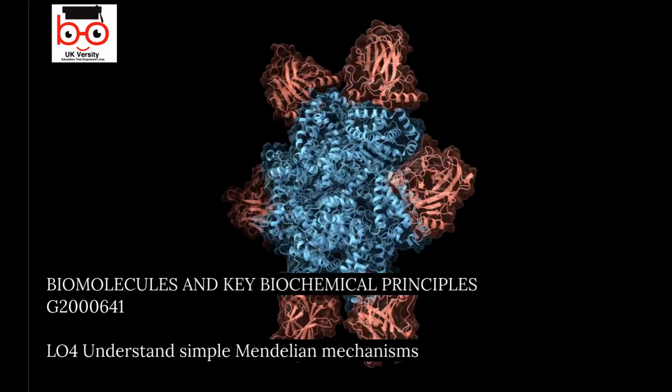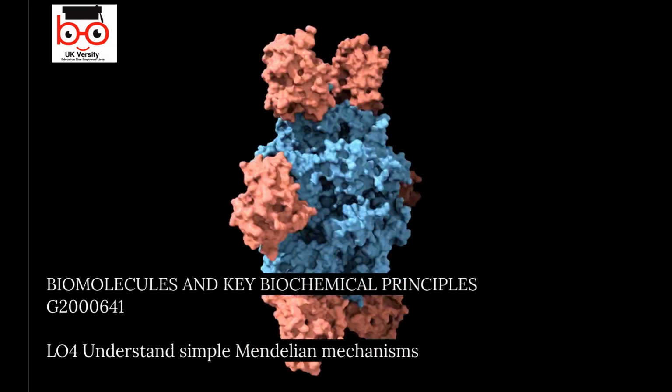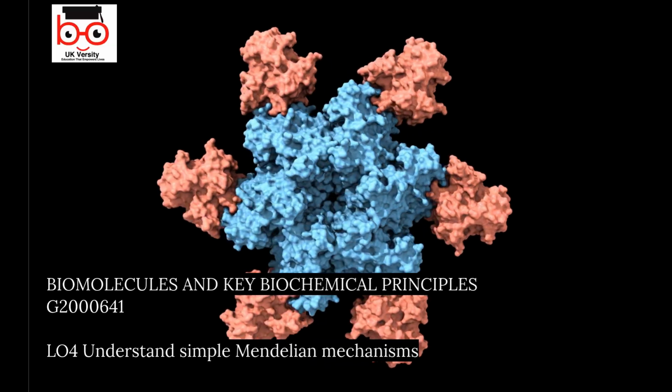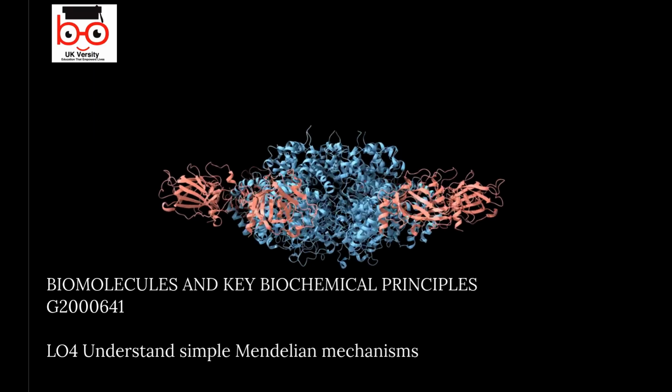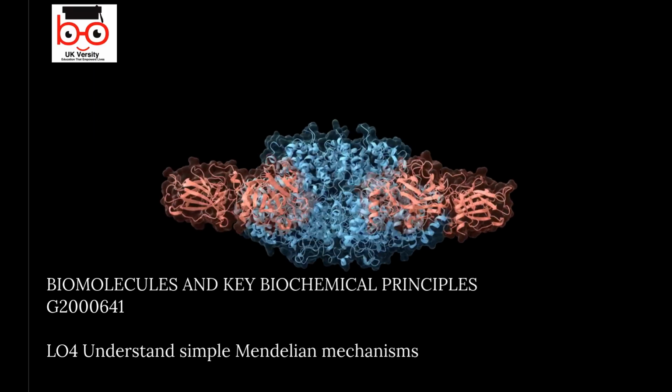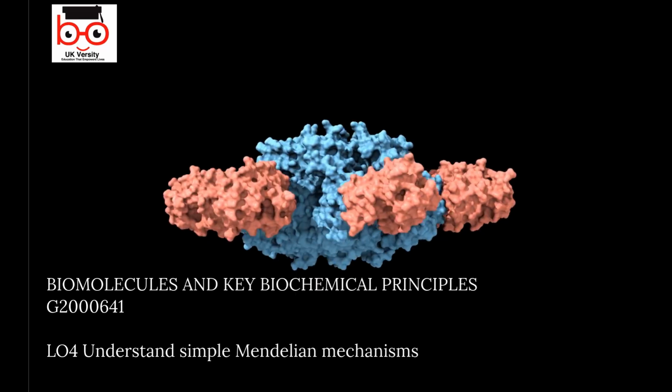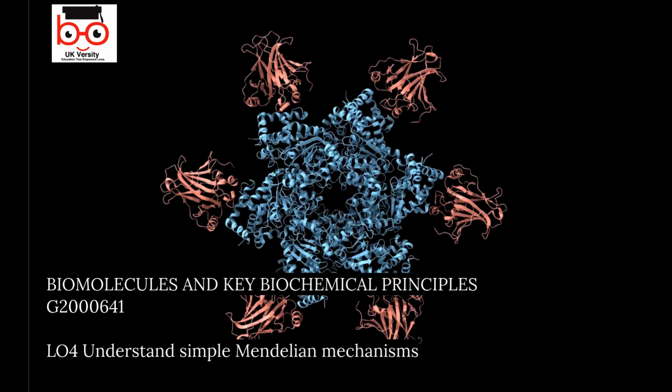How do traits pass from parents to offspring? This video explores the principles of Mendelian inheritance and chromosomal genes. Discover how genetic information shapes our characteristics.